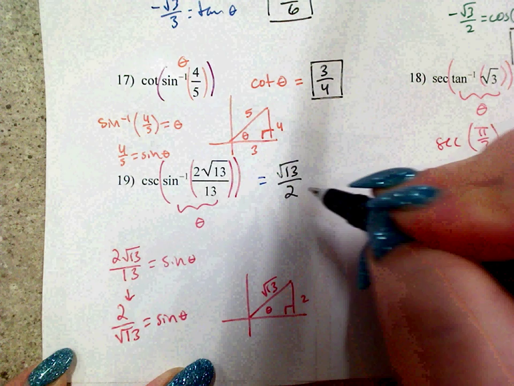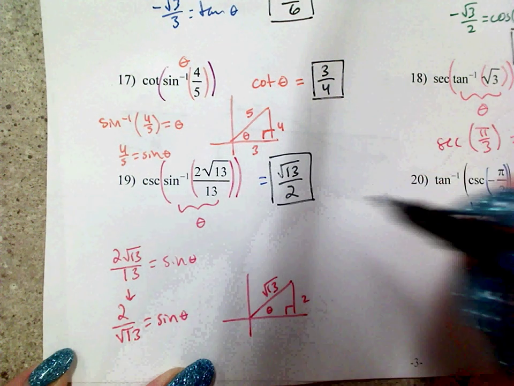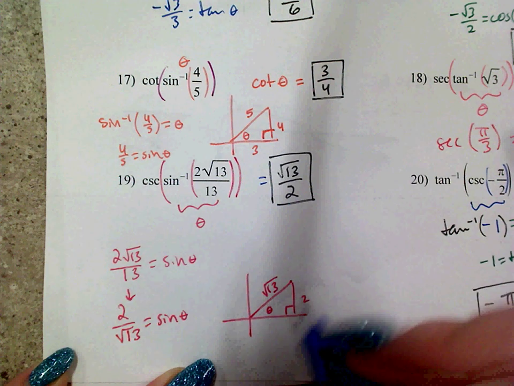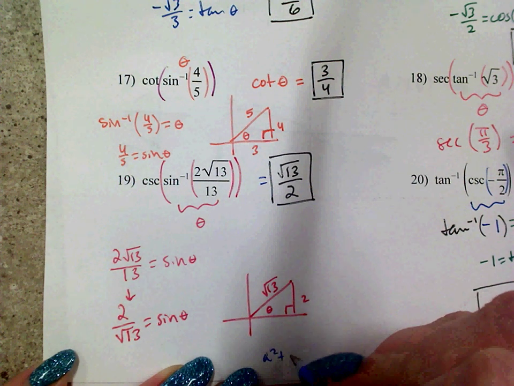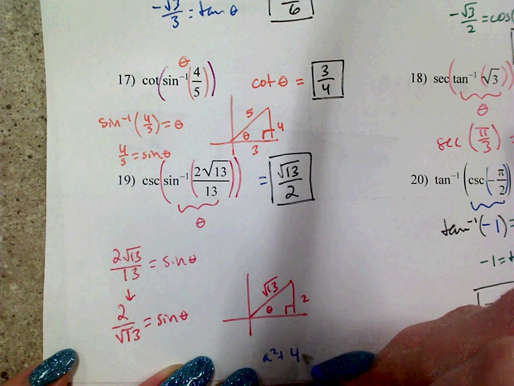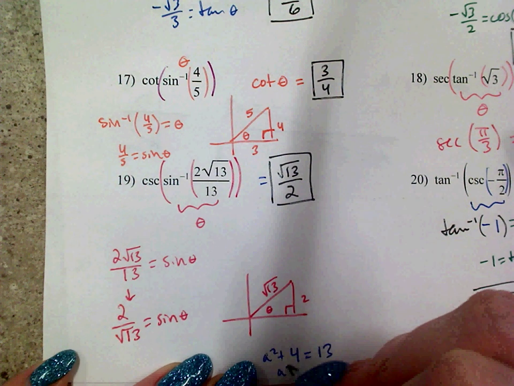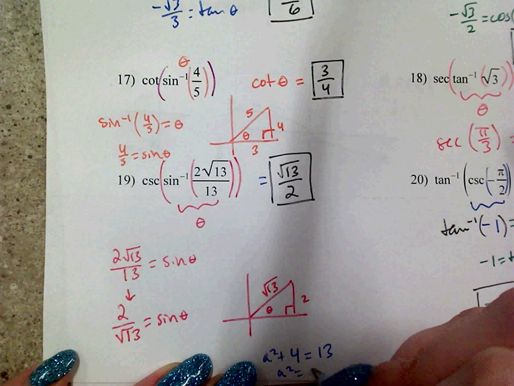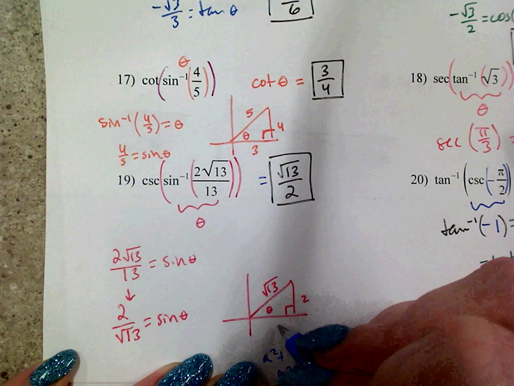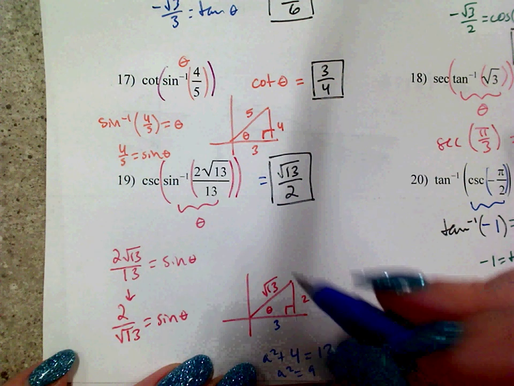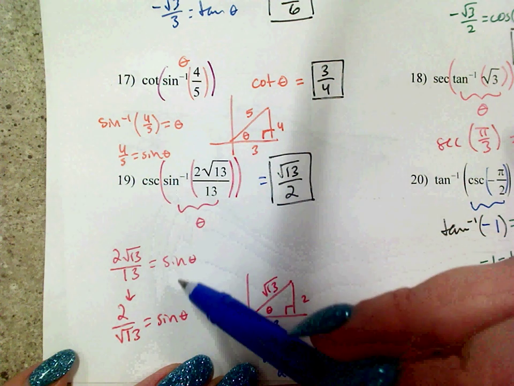Now, if we had to find that side, we could do a squared plus b squared equals c squared, which is 2 squared, so 4, and square root of 13 squared is 13. So a squared would equal 9, which means a would equal 3. So if we needed to, we could have found that. But as it is, all we need is the reciprocal of the sine, and if sine is 2 over the square root of 13, then this is square root of 13 over 2. And there we go.